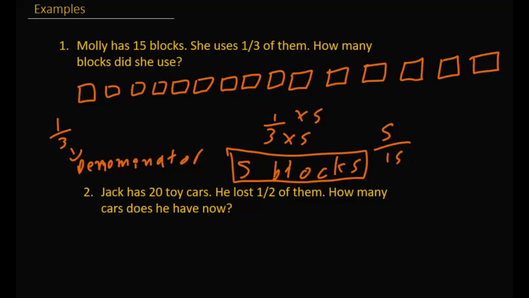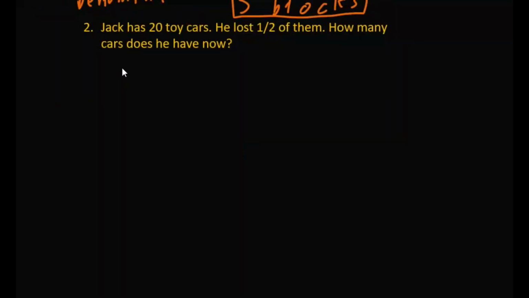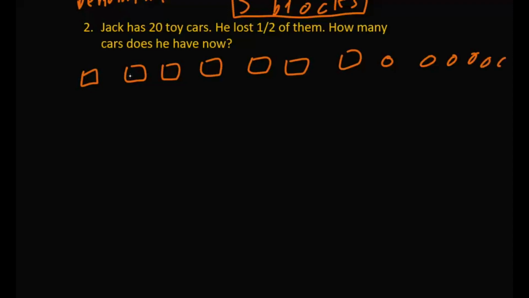So the second question says, Jack has 20 toy cars. He lost half of them. How many cars does he have now? Okay, so let's see. 20 toy cars. So we can just say 1, 2, 3, 4, 5, 6, 7, 8, 9, 10, 11, 12, 13, 14, 15, 16, 17, 18, 19, 20. It doesn't really matter what the model is. But yeah. Okay, so now let's do this.